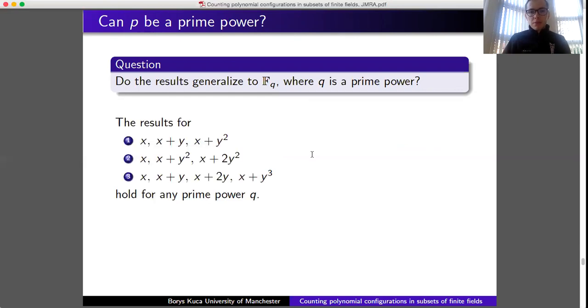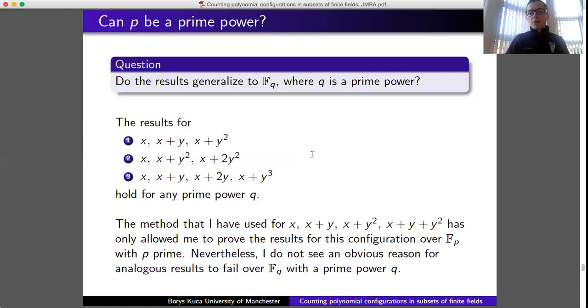And here the answer is mixed. For some results, the techniques that I'm using allow me to extend perfectly to Fq. So for these particular configurations, the same results hold for Fq. However, for some other configurations, my methods only allow me to prove results over Fp. So for instance, for the configuration x plus y, x plus y squared, x plus y squared, the result that I gave about this configuration is only valid for Fp. Now, I do not see a reason for it to fail over Fq, where q would be a prime power. It's just that my methods do not allow me to prove it over Fq.